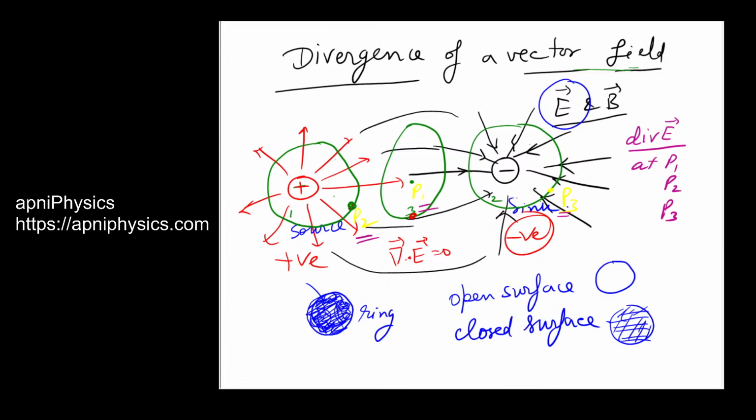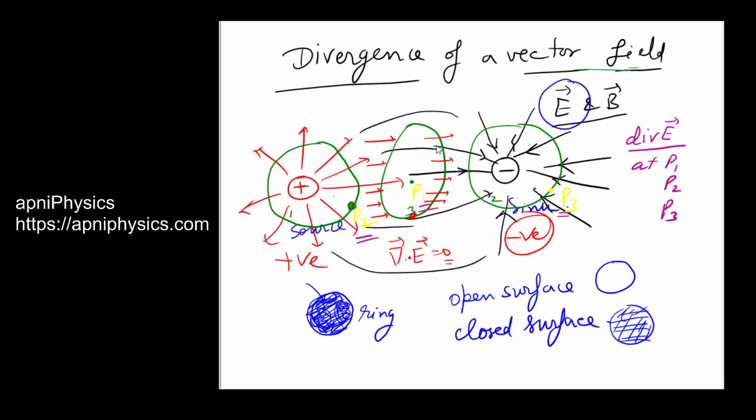Is anybody there who can explain it? Why is it equal to 0? The reason is that the number of electric field lines which enter through the open surface is equal to the number of electric field lines which are coming outside. So the flux basically remains constant inward and outward. Because of that this is equal to 0, right?